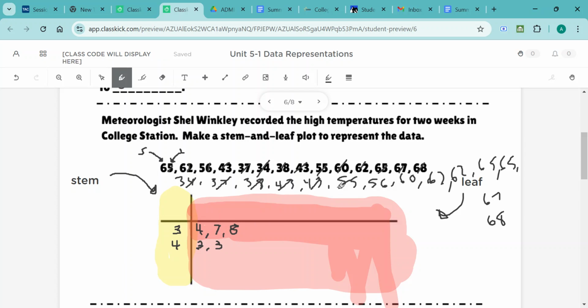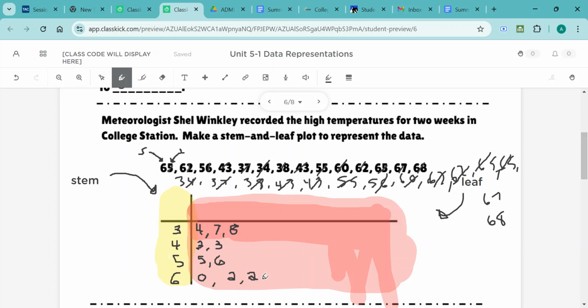All right, now I have 50, 50. So I'm going to put all my 5 in the stem. I'm going to put all my ones place value that are in the 50s in the leaf. 55, 56. And then I'm going to do my 60s. So I'm going to put 6 in the stem. 60. Yeah, I got to put a 0 because I got to represent 60. 2 62s. So I'm going to put 2, comma, 2.